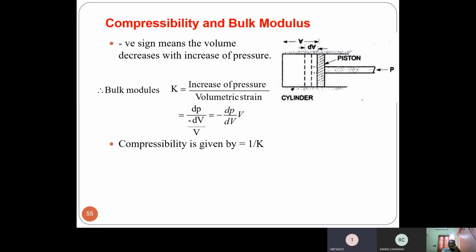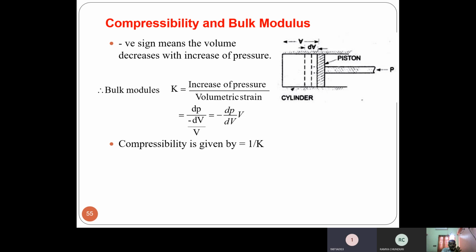You are seeing one cylinder, fitted with a piston. Assume the piston is at this position, it being a horizontal cylinder. This position is called outer dead center, and this is called inner dead center. When the piston is at the outer dead center, let us assume the cylinder is filled with gas of volume V and at a pressure P.